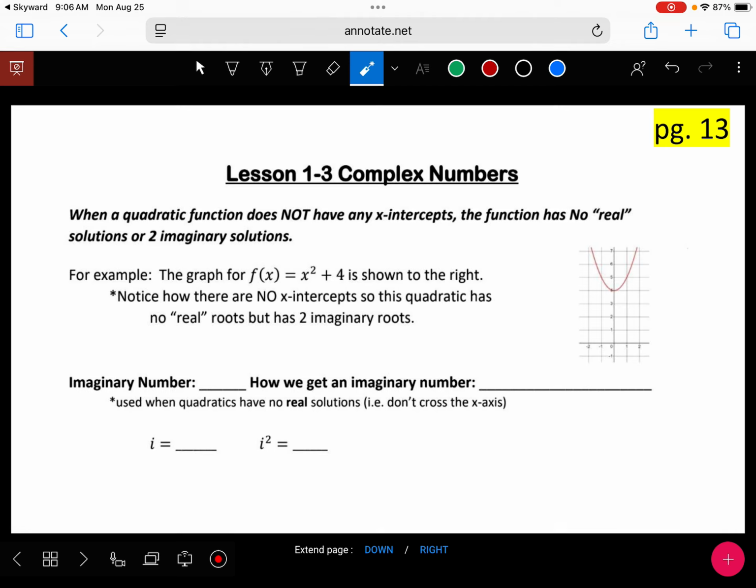Okay. So not all graphs will cross the x-axis. But that doesn't mean it doesn't have a solution. That means that the solution is not real, or it's two imaginary solutions. So we have the graph.